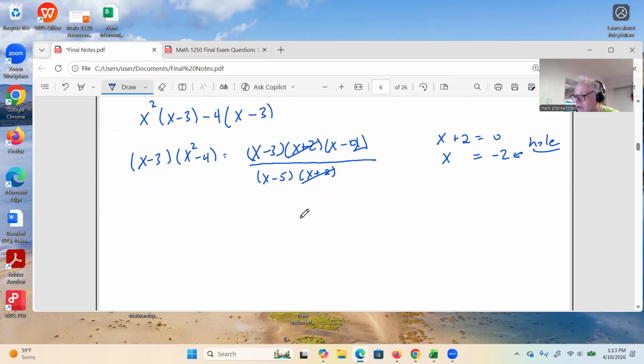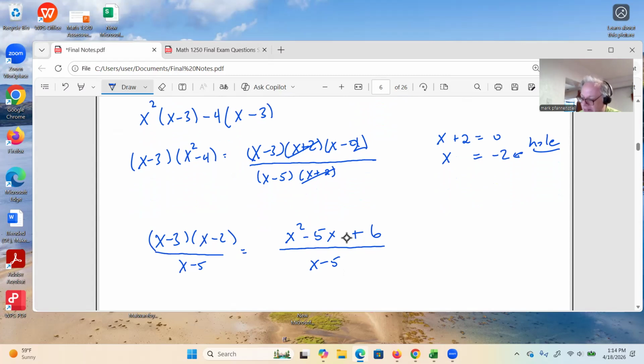So let me take a look at what's happening. We have x minus 3, x minus 2 divided by x minus 5. We'll multiply this out because sometimes it's nicer to look at it that way. So there's going to be an x squared minus 5x plus 6, all divided by x minus 5. Now there's nothing more to cancel. We've already done that. There's a vertical asymptote at x equals 5. There's a hole at x equals negative 2, and we'll get to that in just a moment. But right now we have x minus 5.